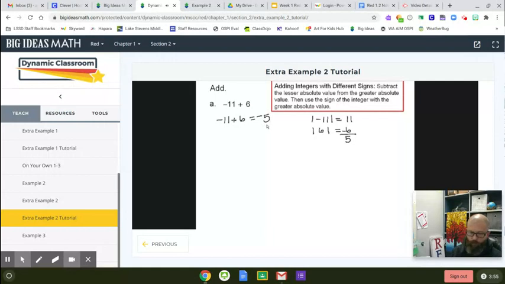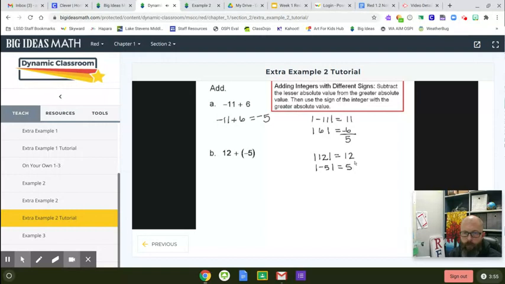Notice again they have different signs. One is positive, one is negative. So what we need to do is find the absolute value of both numbers. So the absolute value of 12 is equal to 12, and the absolute value of negative 5 is equal to 5. Now we subtract the lesser absolute value from the greater absolute value. 5 is less than 12, so we subtract 5 from 12. 12 minus 5 is equal to 7.